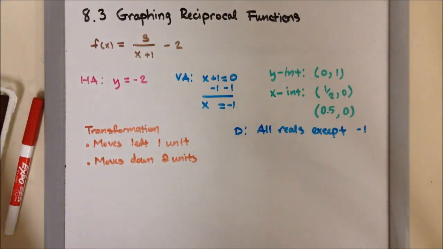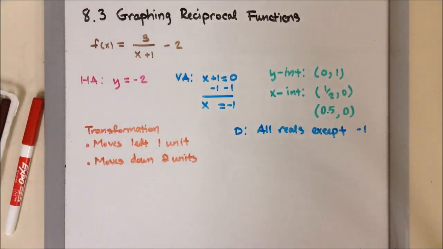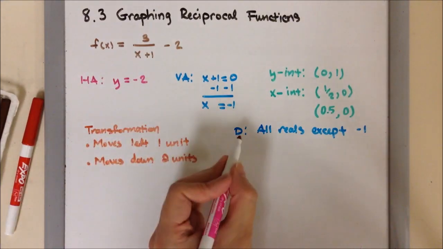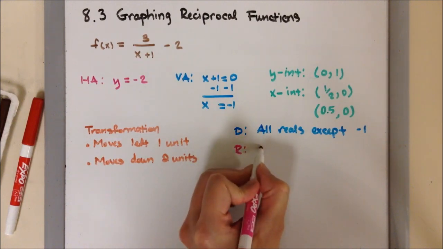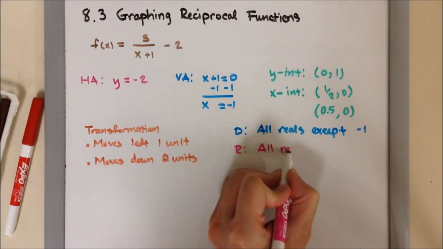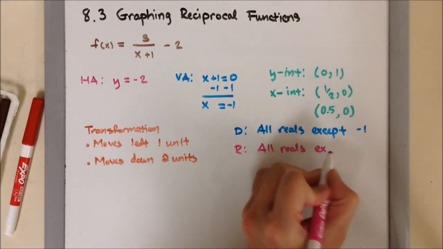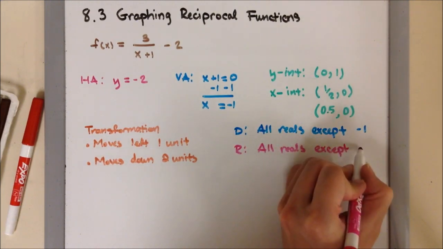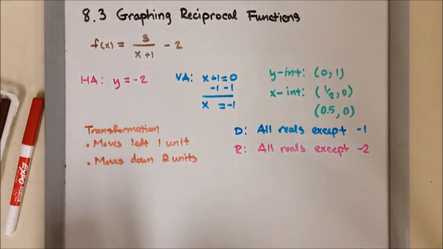Now for range, as shown in the previous video, you saw that the bottom part goes forever towards negative infinity and the top part goes forever towards positive infinity. But it doesn't connect where the horizontal asymptote is located. So in this case, our horizontal asymptote is -2. So for our range, I'm going to write all reals except -2. And that's all you have to write for domain and range.